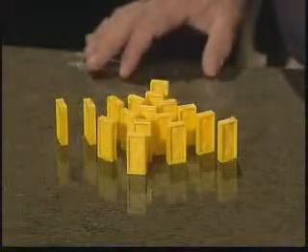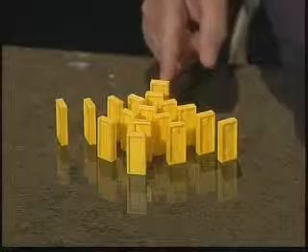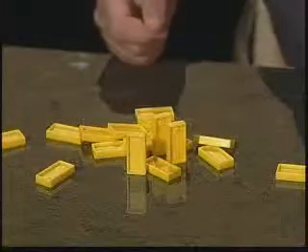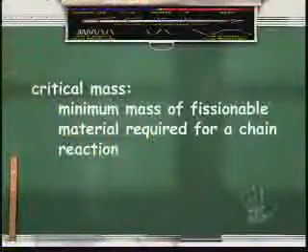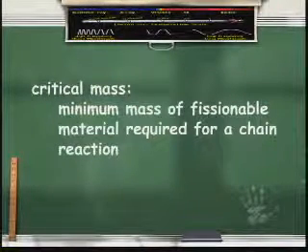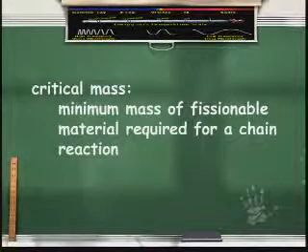Now we'll place the dominoes closer together. When the first one falls, a chain reaction occurs. The minimum mass of fissionable material required for a chain reaction is called critical mass.